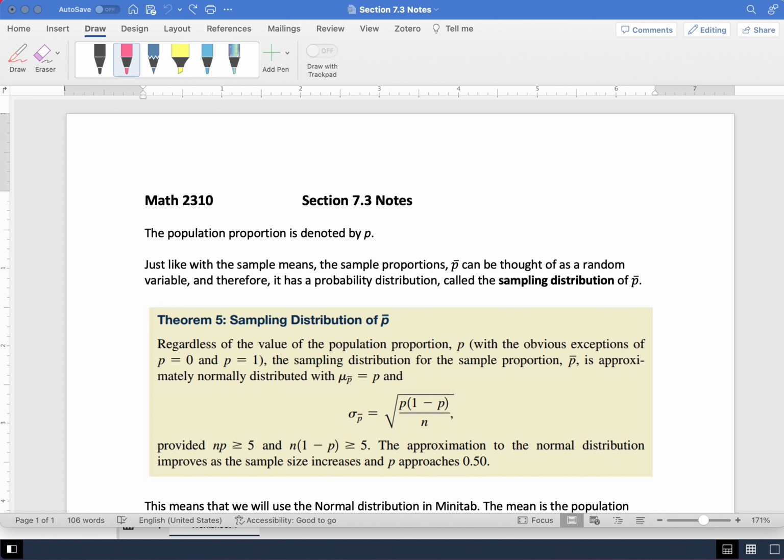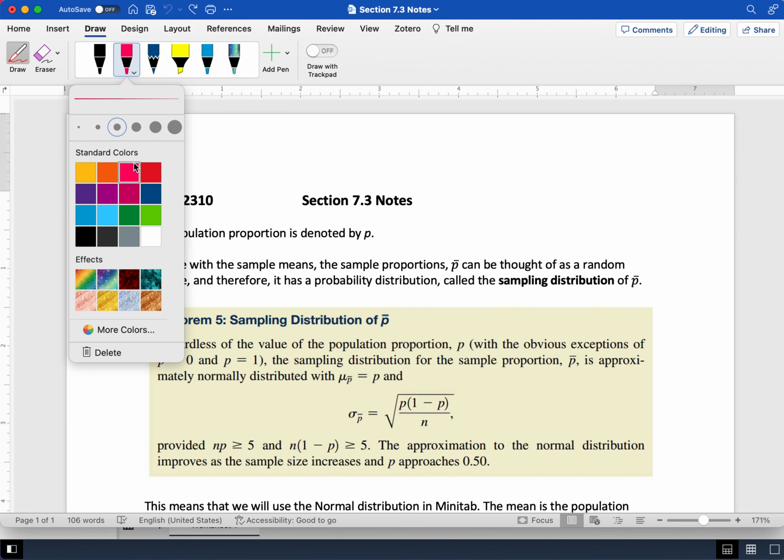In this video for section 7.3, we're going to talk about the sampling distribution of a proportion. We use the letter P for population proportion, and just like with sample means, we have a sampling distribution of a sample proportion. Important information that we need to know when dealing with proportions: the mean that we're going to use is the proportion that we are given in the problem. The standard deviation is something that we are going to need to calculate using this formula.